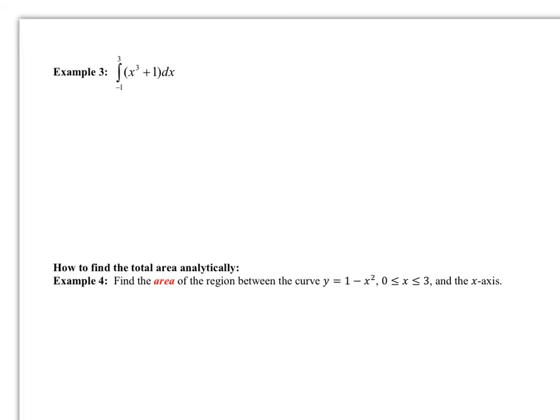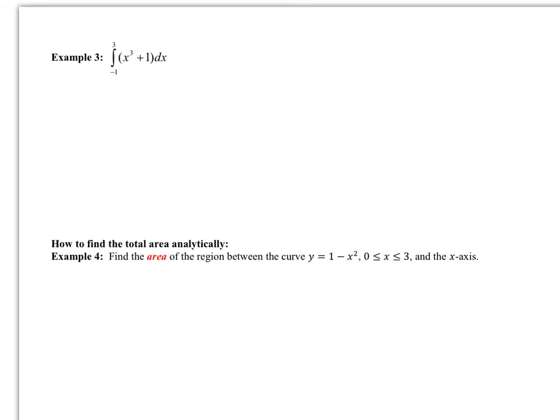Alright, let's try another one. It looks like we've got an integral. Ooh, now we're going from negative 1 to 3. So the integral for this would be x to the 4th over 4 plus x evaluated from negative 1 to 3. Evaluate that off camera here for a moment and see if you get the same answer I do.